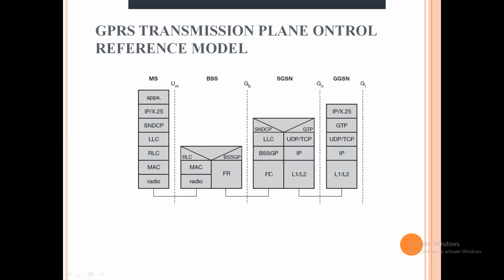Now these are the several protocols. This is the frame relay. I already told you it is a network. It will control two layers, and this is BSSGP, that is Base Station Subsystem GPRS Protocol. LLC, logical link control. SNDCP, that is subnetwork dependent convergence protocol.